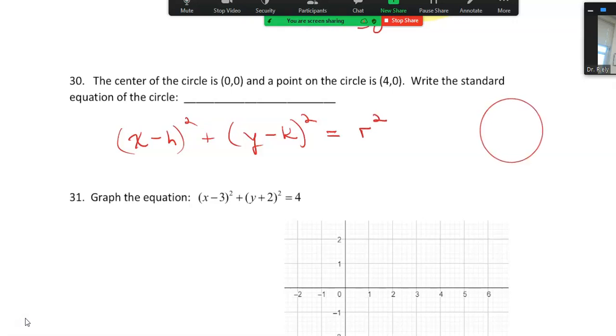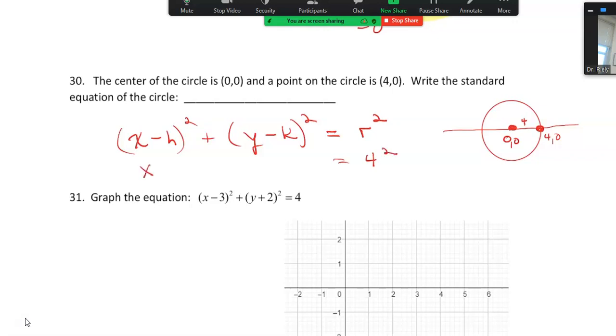So look at this circle. Okay, I'm going to just sketch this circle. This center is 0, 0. And then the point 4, 0. Okay, so let's see what's going to happen there. This is the point 4, 0. That makes the radius 4. If the radius is 4, that's going to help me build the circle.